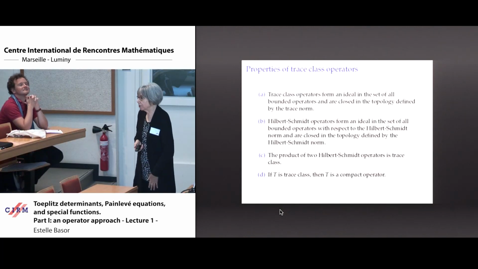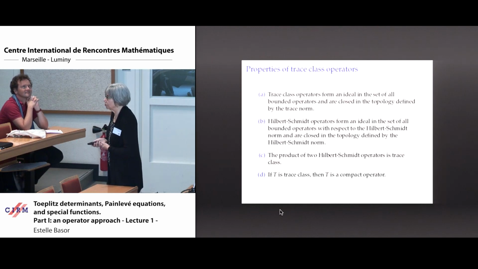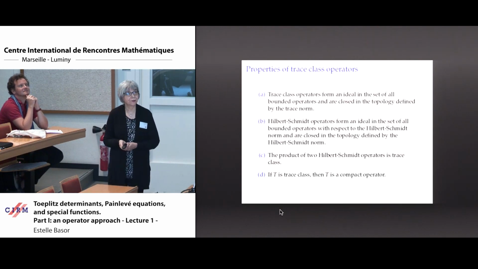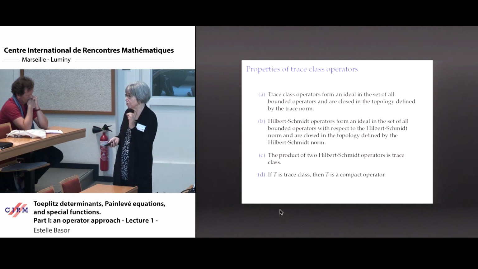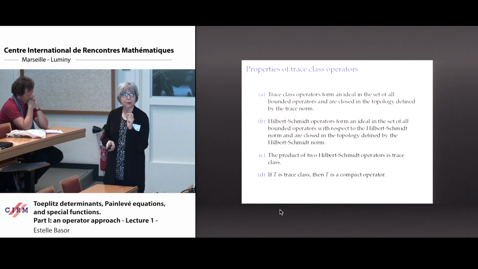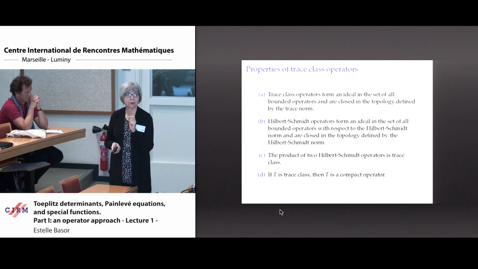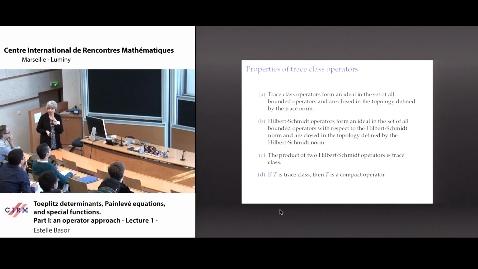And here are some properties of trace class operators. These are well known, and they make everything easier. So they form an ideal in the set of all bounded operators, and they're closed in their own norm. Hilbert-Schmidt operators also form an ideal, and they're also closed with respect to the topology defined by their norm. As I said, the product of two Hilbert-Schmidts is trace class. If T is trace class, then T is compact. These are all limits of finite rank operators in these separable Hilbert spaces in their particular norms. So they have discrete spectra.